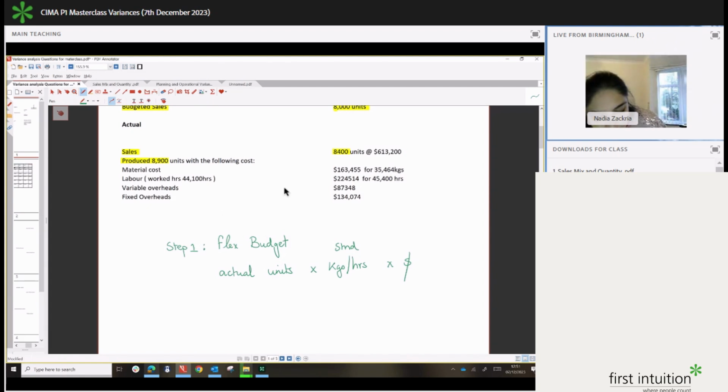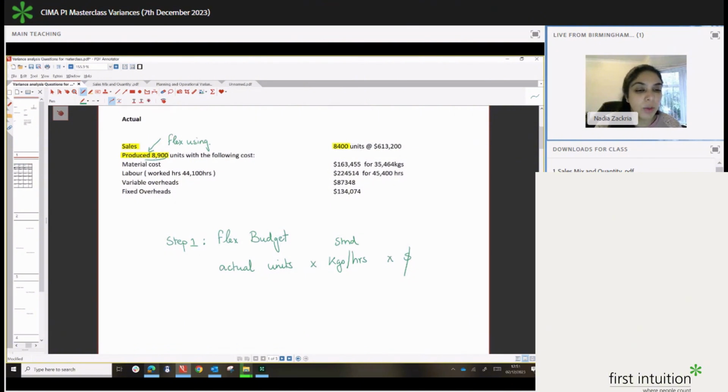Brilliant. Your flex will always be based on the units produced, because that is what we have spent. Okay. When we do our sales, we will think about how much did we sell and how much should we have sold. Okay. But when it comes down to the cost, it's always the cost of production. Therefore, the units that you will consider is 8,900.